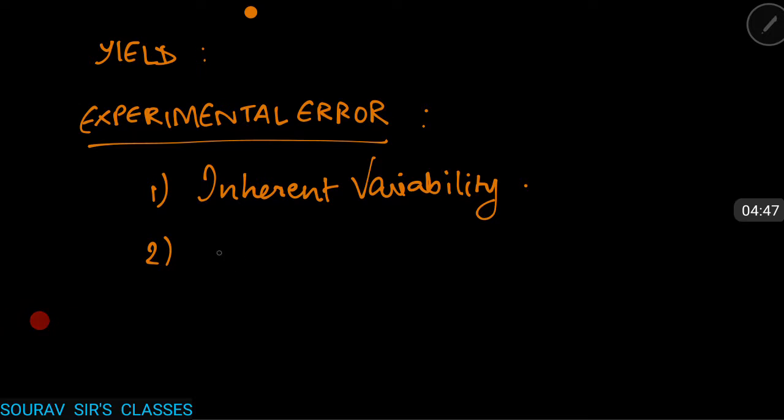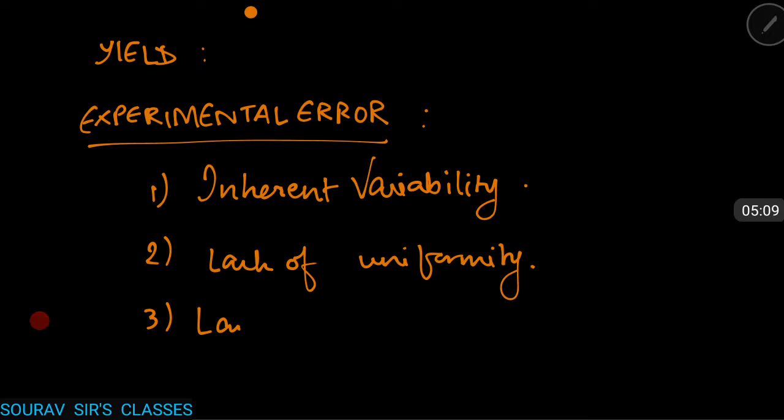Number 2, lack of uniformity in the methodology of conducting the experiment, or in other words, failure to standardize the experimental technique. And number 3, lack of representativeness of the sample to the population under study.